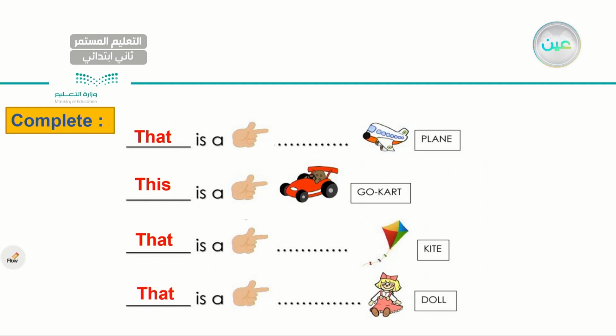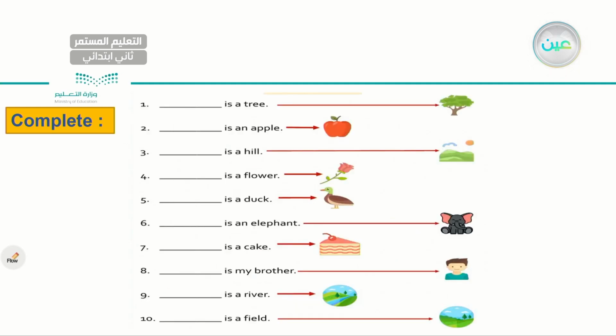Very good. Let's read our answers one more time. That's a plane. This is a go-kart. That's a kite. That is a doll. Very good. Now, let's have extra exercises. For this one, I try to help you out giving you a long arrow or a short one. So the long one refers to the demonstrative pronoun that. The short one refers to using this.